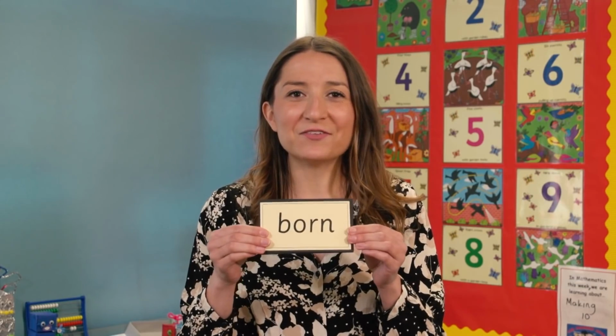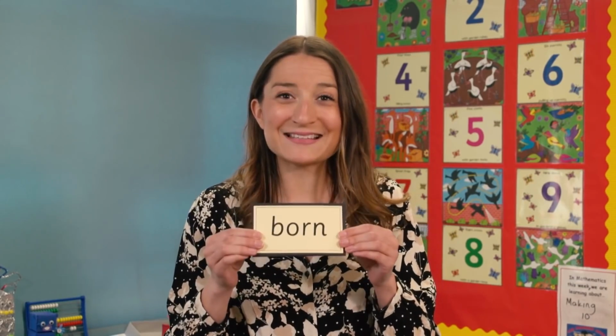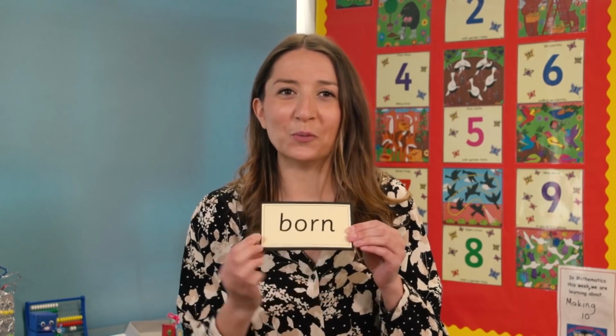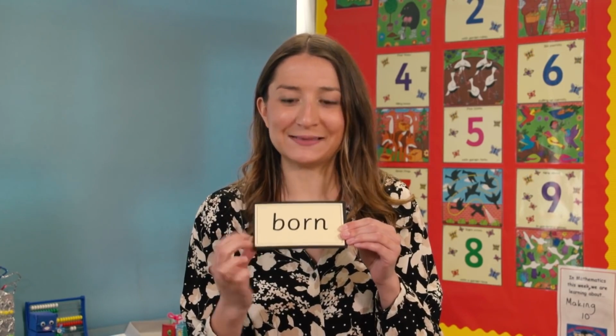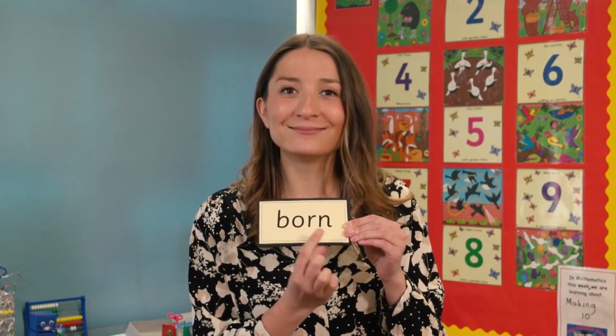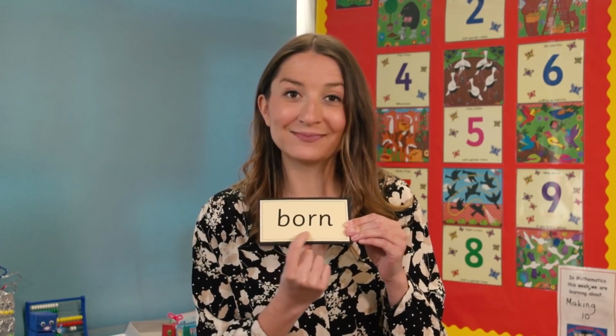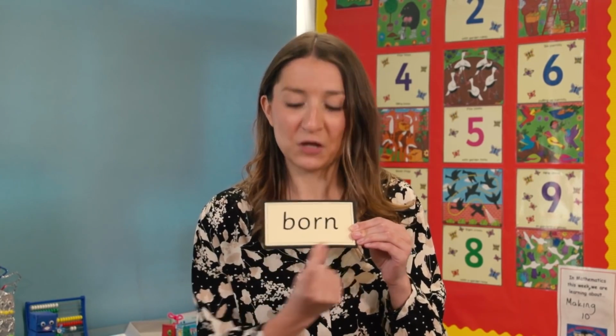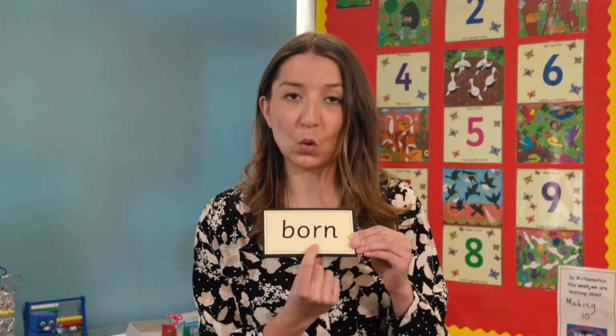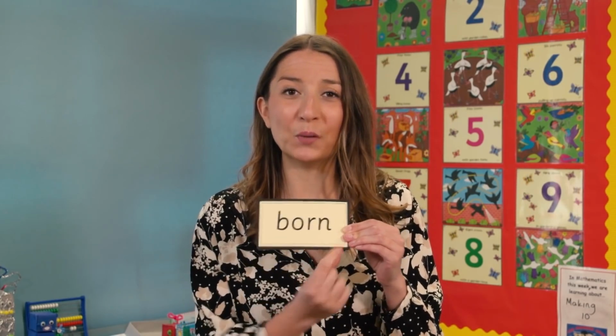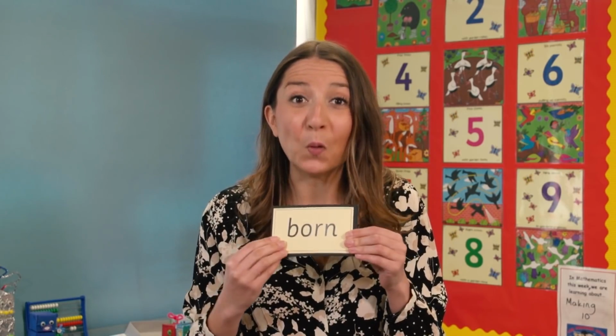Can you spot the digraph? Yes, the digraph is O. Read each sound as I point. Now blend and read the word. B, O, N. Born. A new panda has been born at the zoo.